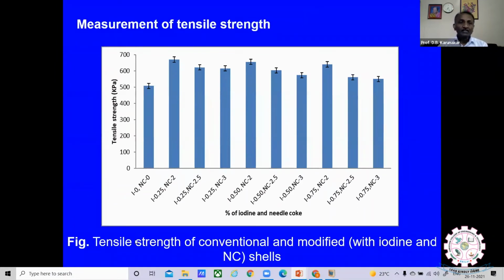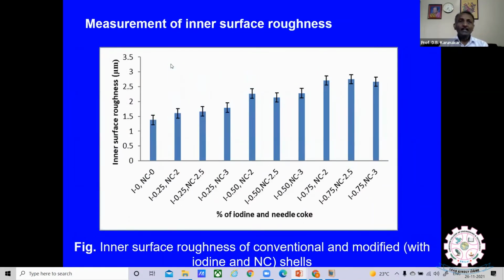Next one, we have even measured the tensile strength. Even with the tensile strength, the conventional shell has the lowest tensile strength, whereas the shell with iodine 2.25% and needle coke 2% had the highest tensile strength. You see the observation. Next one, inner surface roughness.